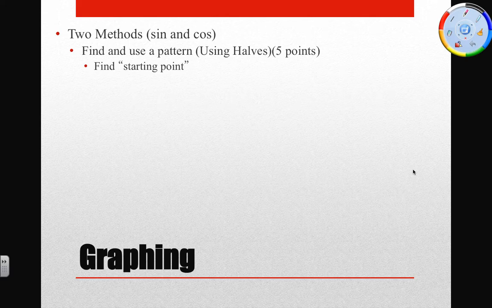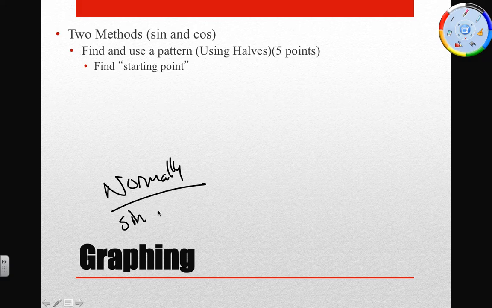So you need to find the starting point. Normally, sine starts at 0, 0. And cosine starts at 0, 1, from those graphs we did earlier on the Desmos.